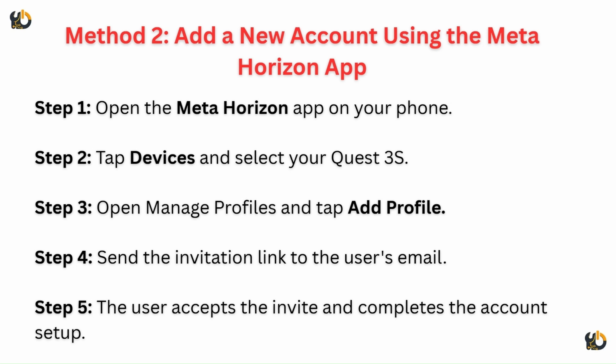Method 2. Add a new account using the Meta Horizon app. Step 1. Open the Meta Horizon app on your phone. Step 2. Tap Devices and select your Quest 3S.